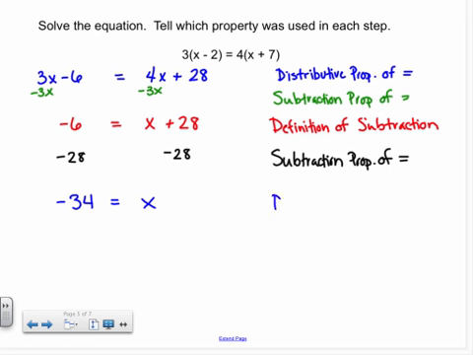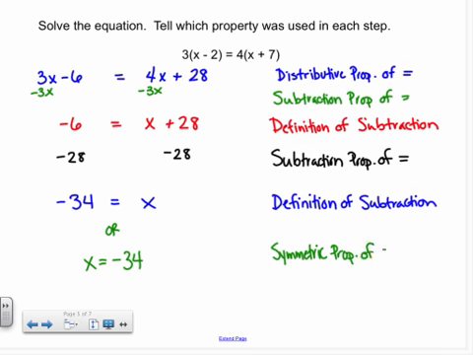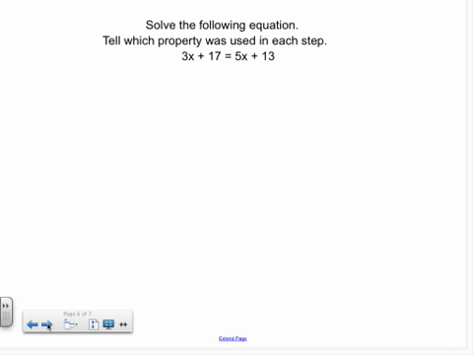So I could be done here and say that that's the definition of subtraction, or I could get a little extra practice with my symmetric property and make it look really cool and change that order around to say x equals negative 34. And again, that'd be the symmetric property of equality. That last step isn't necessary, but if you want a little extra practice using some other properties, it might be fun to throw in there. Let's try one more before we're done.